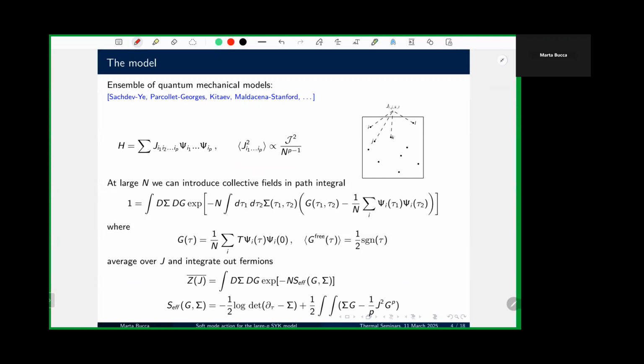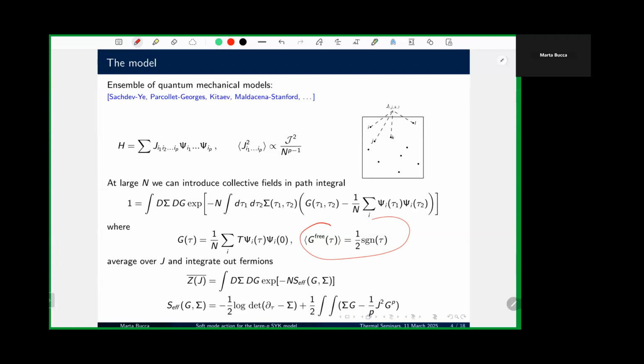And I'm going to mention this now because it's going to be relevant later, but if you consider your fermionic bilinear and you take its correlation function, in the free limit or the zero coupling limit, this reduces to 1/2 the sine of tau. And this is simply because fermions anti-commute, so depending on whether or not tau is bigger than 0, you're going to get a plus or a minus sign.